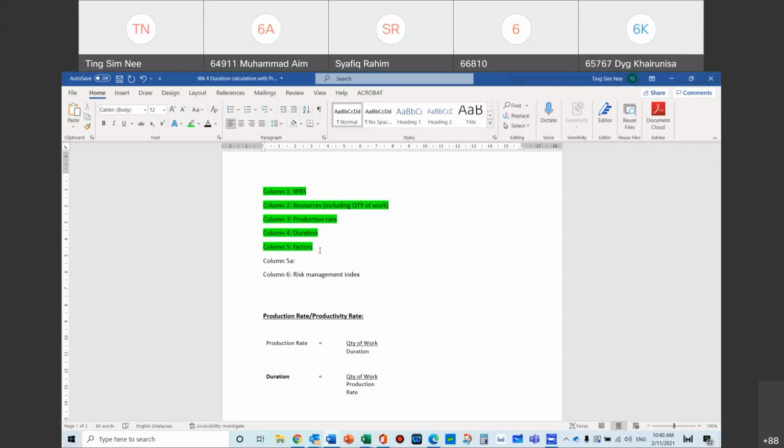5A, this is your duration. This is your, I would say, final. I don't know how to use the word final because that would give you a wrong impression. That would be like your second draft. Okay, second draft duration.